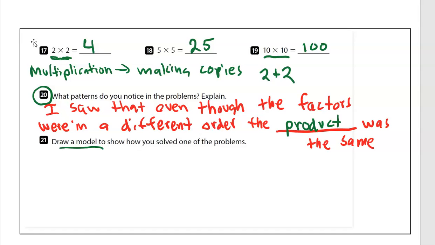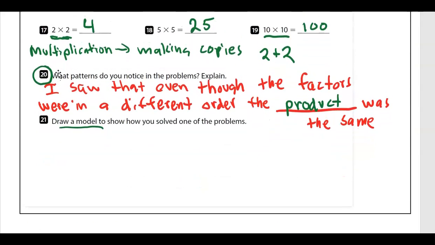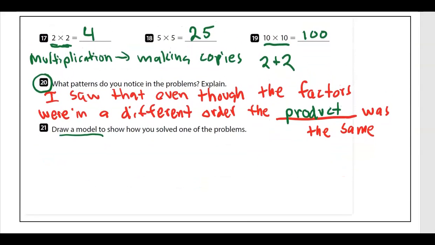Okay, having a little trouble with my pen, but we're going to use 5 times 2. So we'll come down here, draw a model to show 5 times 2. So my model could be 5 groups of 2. So I could do 1, 2. There's 3 groups, 4 groups, 5 groups. That'd be one way to draw it. 5 groups of 2.